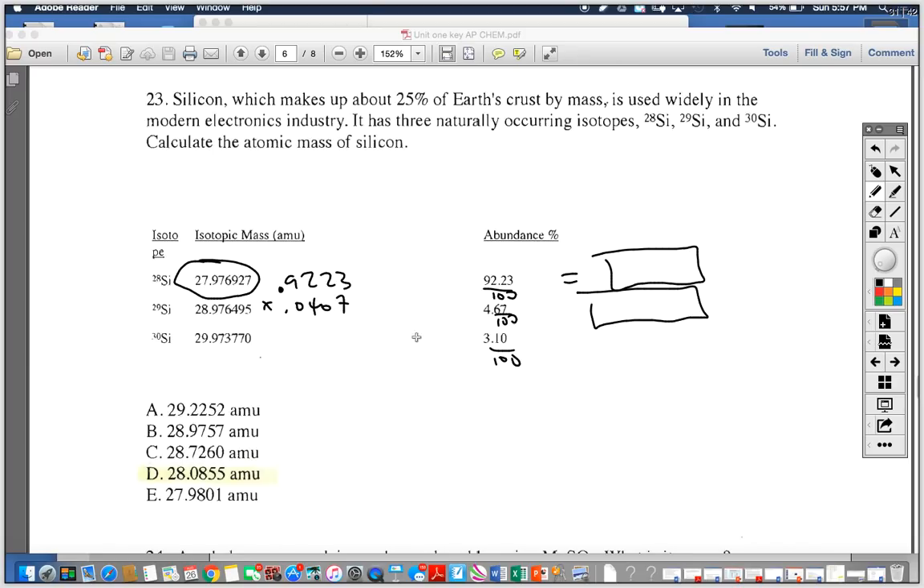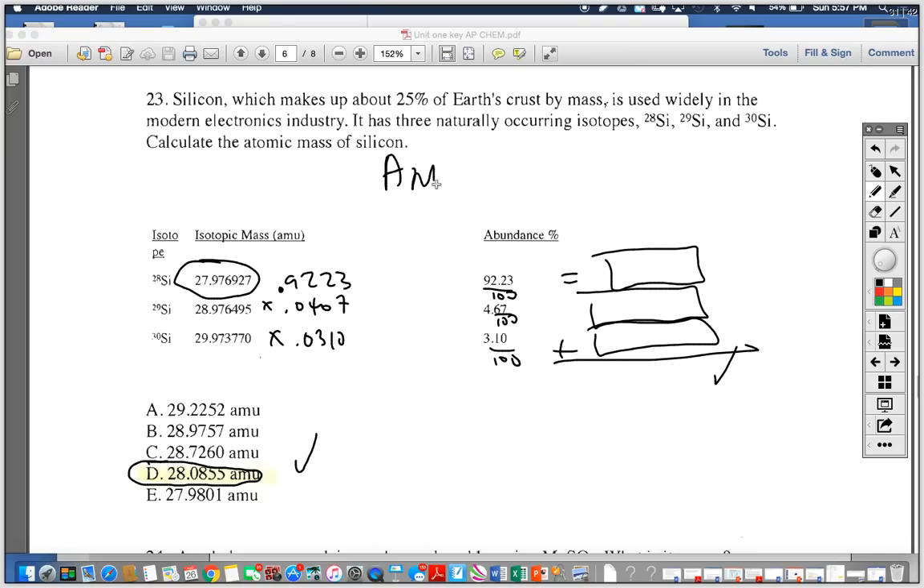I'm going to take this divided by 100. I'm going to get 0.031. Get that number. When you add all of them together, you get an average atomic mass, or a weighted average. That should be 28.0855. That is your correct answer.